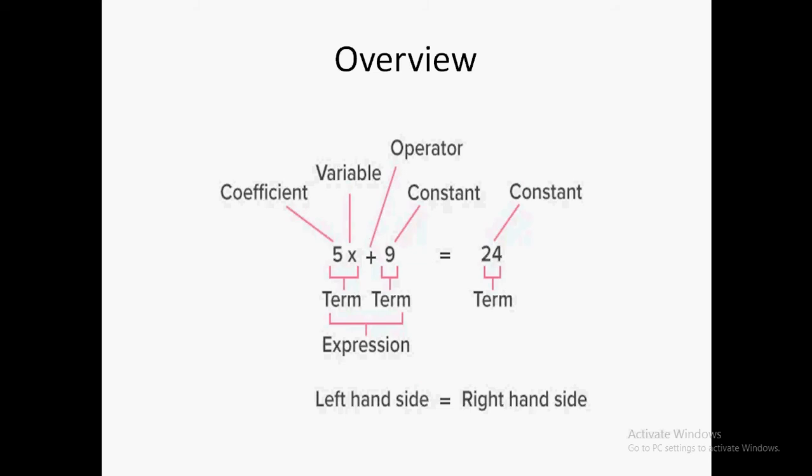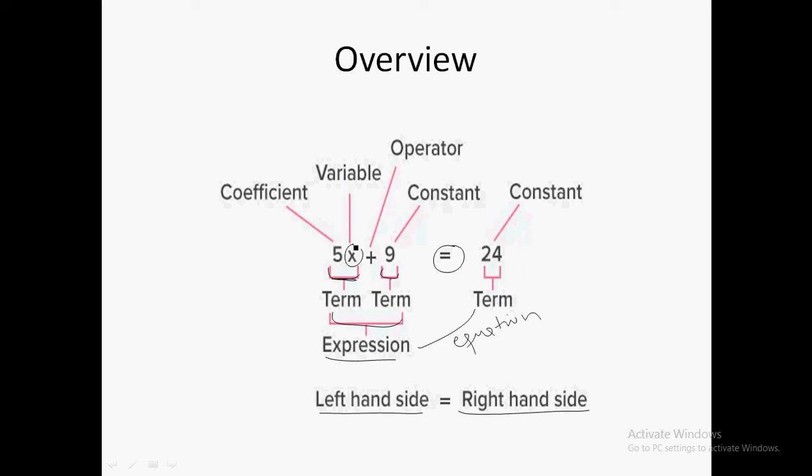Overview: 5x plus 9 is equal to 24. This is a term I told you about before. Another term, those two terms we call an expression. And this is a single term. An expression with this term on the other side of an equal sign is called an equation. Right? The left hand side is equal to the right hand side. That's an equation.